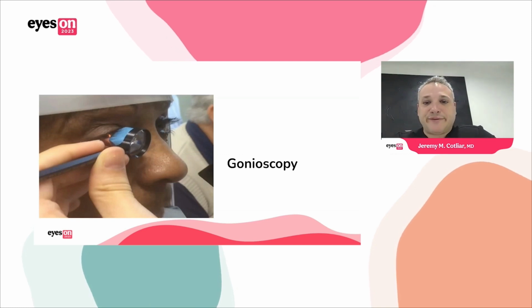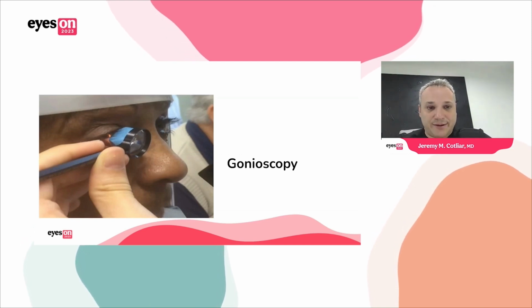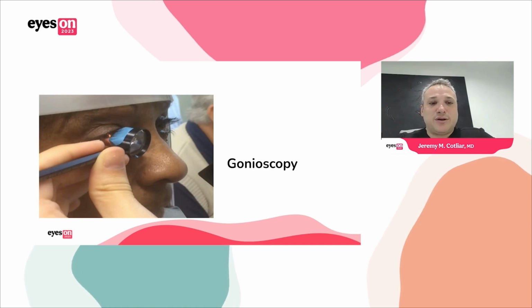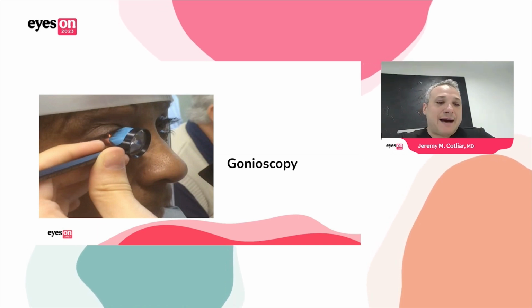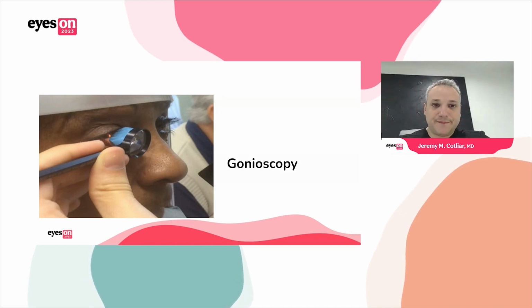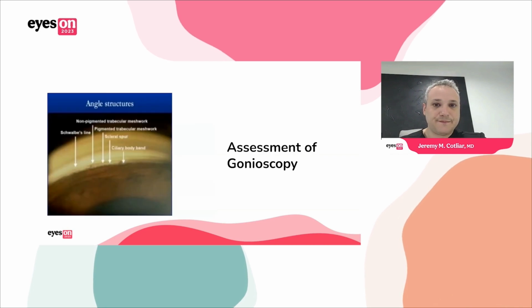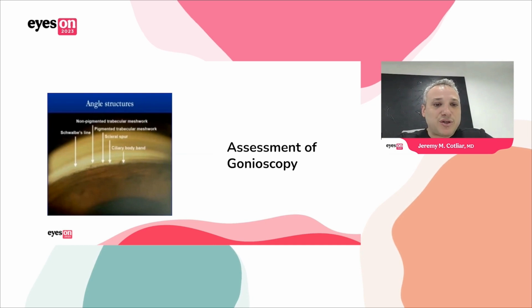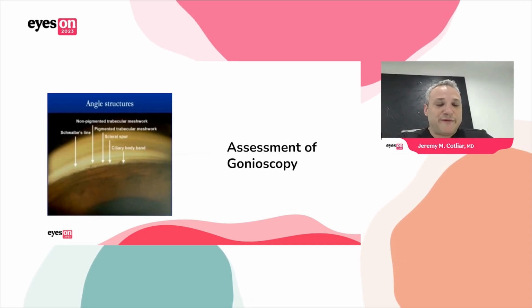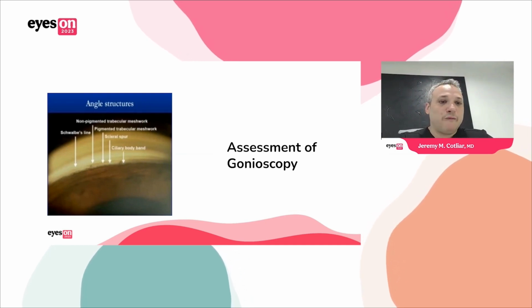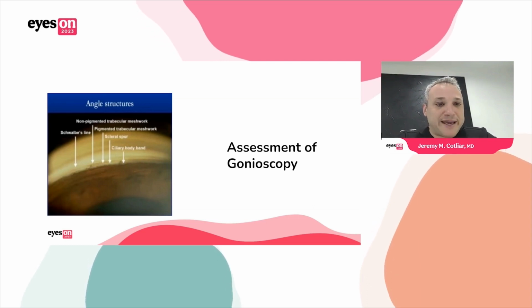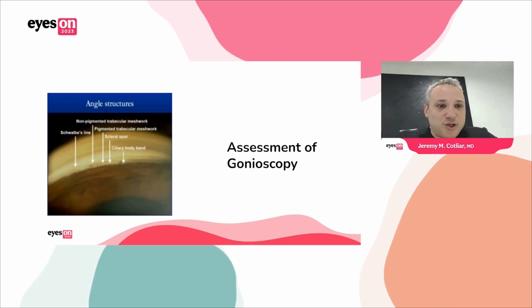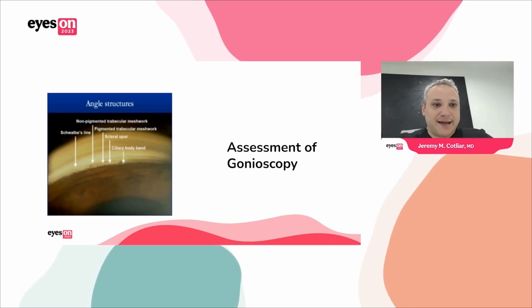Gonioscopy, there are many different types of gonioscopes, but in this case, this one has a handle on it. And you're looking at each mirror to look at the opposite angle to assess how open or narrow the angle is. So, assessment of gonioscopy, going from the iris up: you have the iris, you have some iris processes going over the scleral spur. You then have the pigmented trabecular meshwork, the non-pigmented trabecular meshwork, and then finally Schwalbe's line.